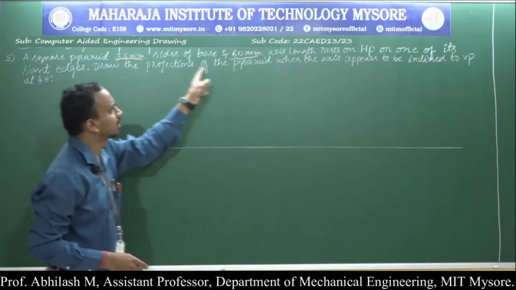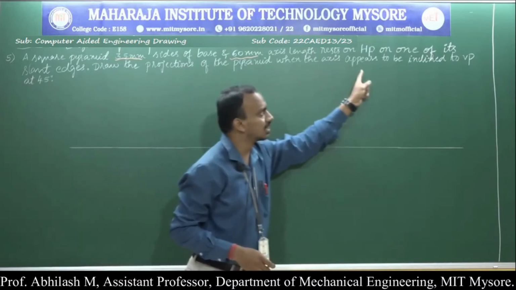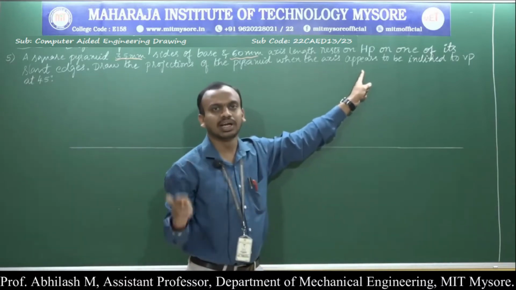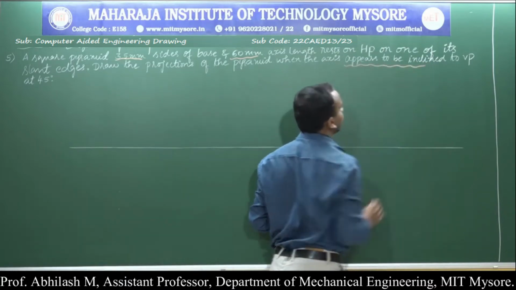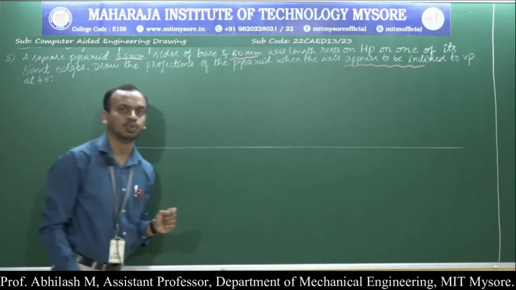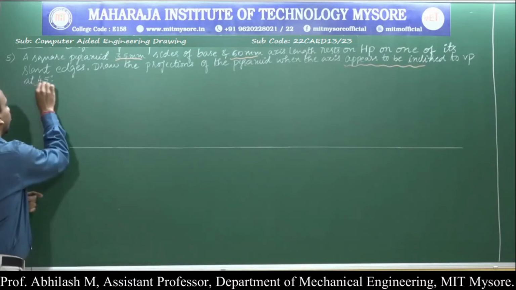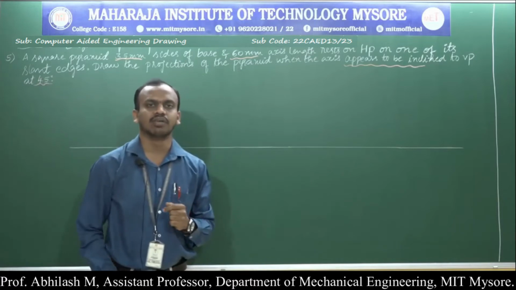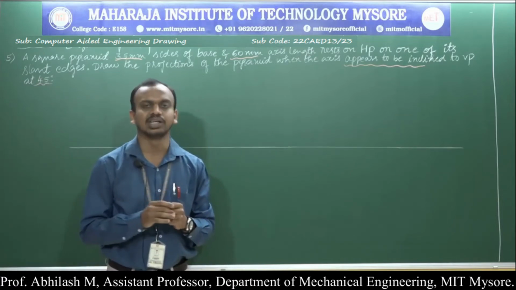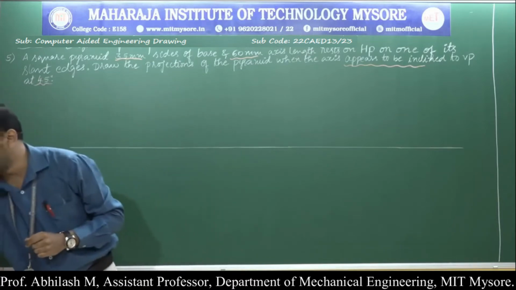So draw the projections of the pyramid when the axis appears to be inclined. This line becomes very important for us. The axis appears to be inclined to VP at an angle of 45 degree. So looking into the question, we have identified a few parameters. Which are the parameters that we have identified?